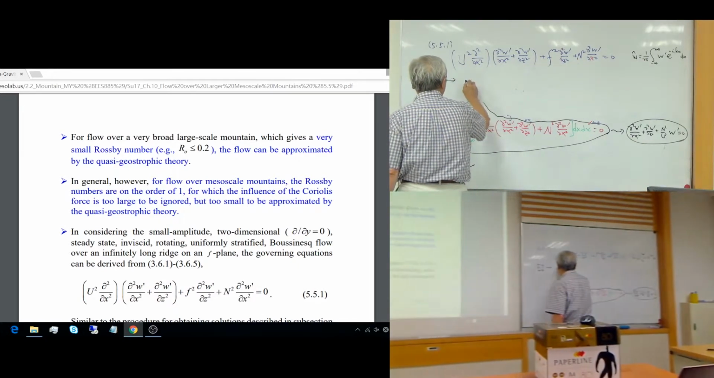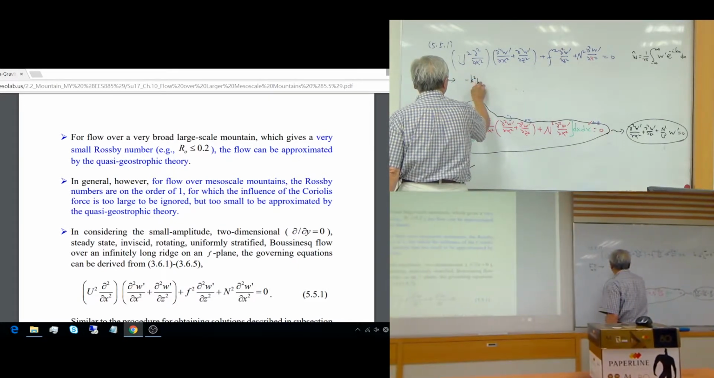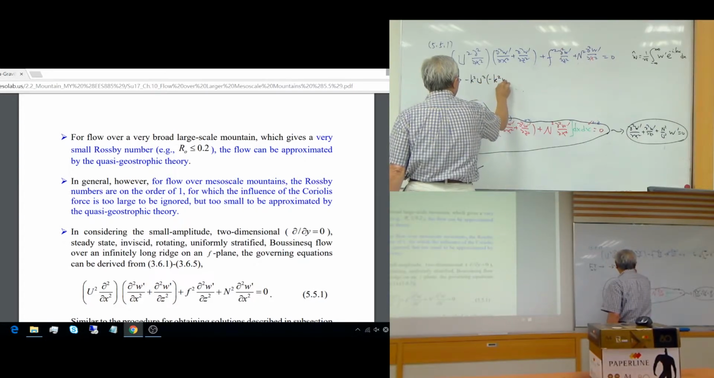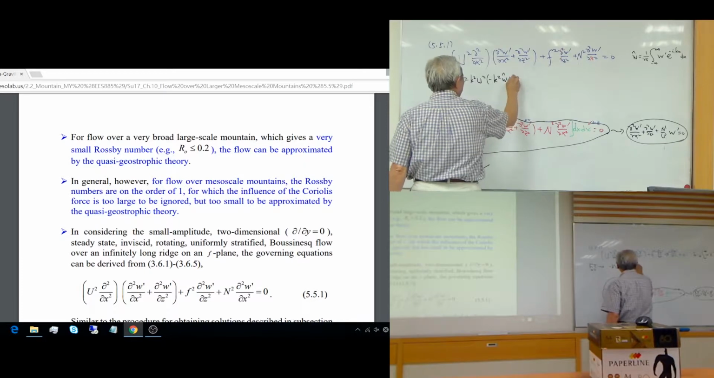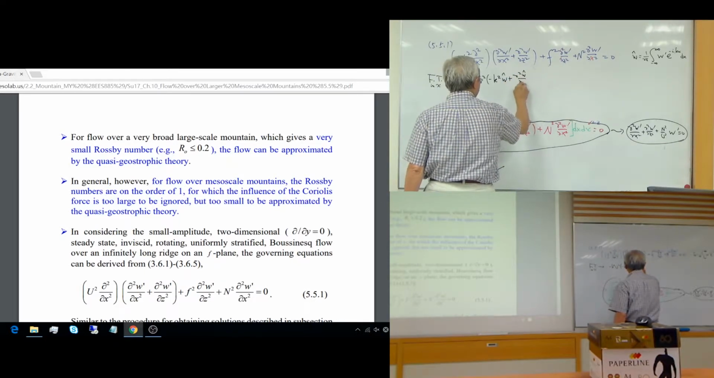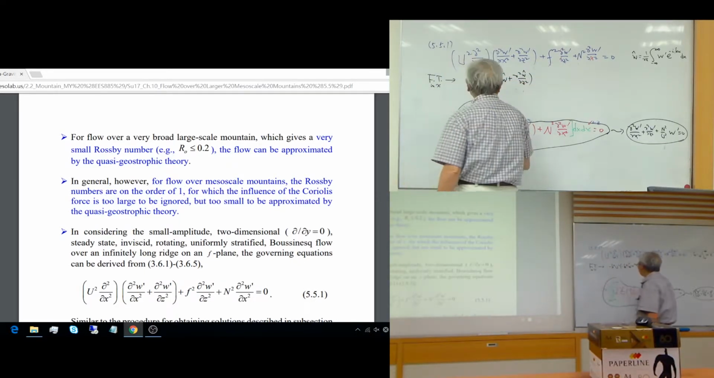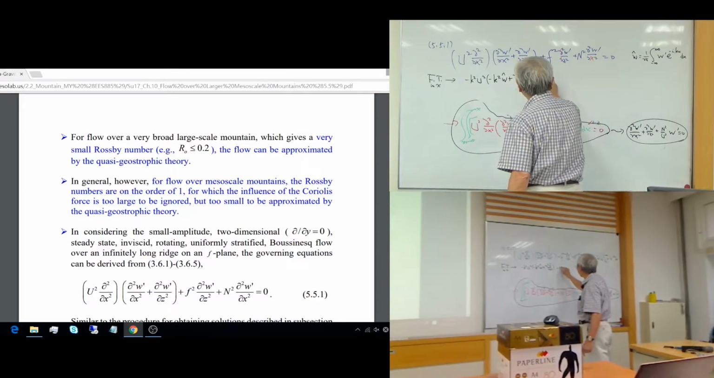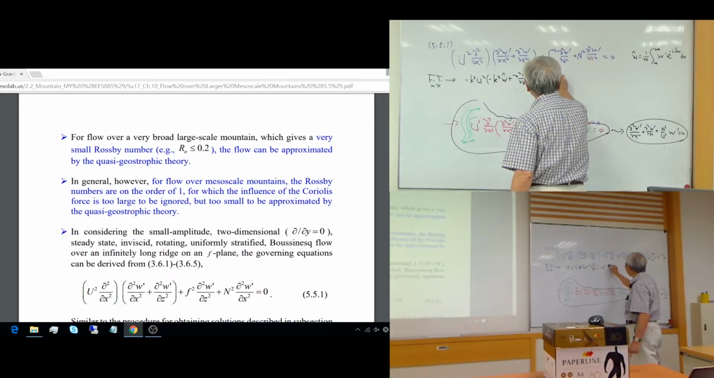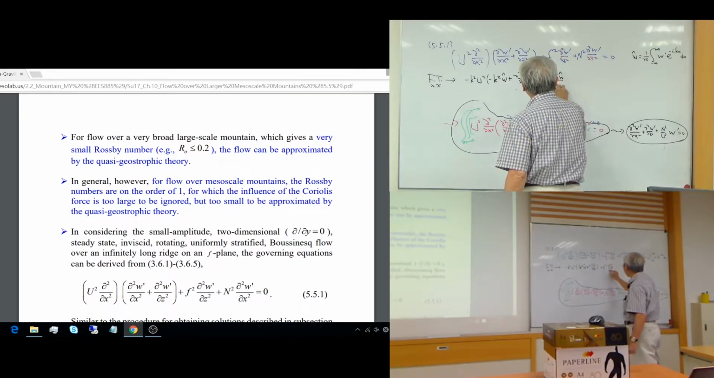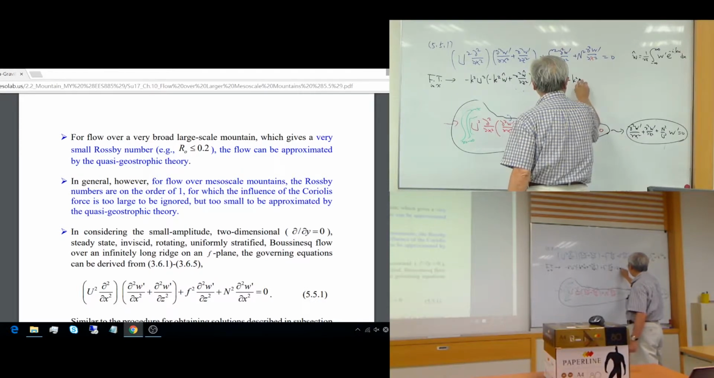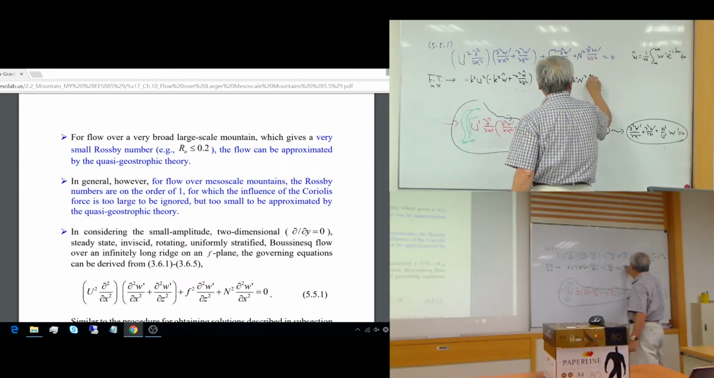This will become negative k squared w hat plus d squared w hat over dz squared. Okay, and here it becomes f squared d squared w hat over dz squared. Here it becomes negative k squared N squared and then w hat equals 0.